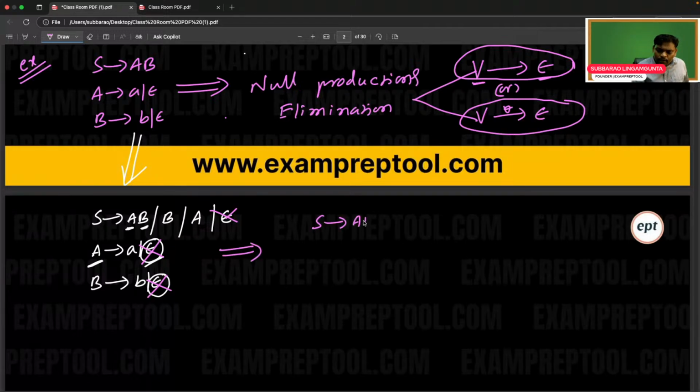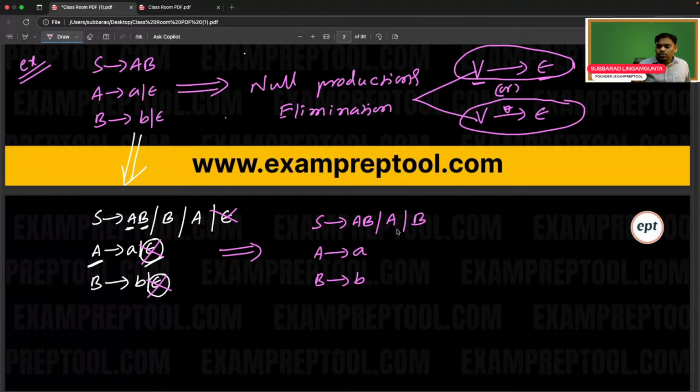After deletion, see the grammar now. S goes to AB, or A, or B. Next one, A goes to A, B goes to B. So please be careful. This is the meaning of elimination of null production. This is the actual meaning.